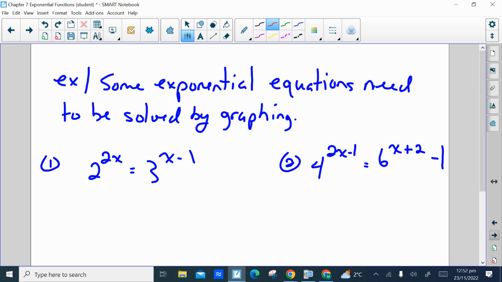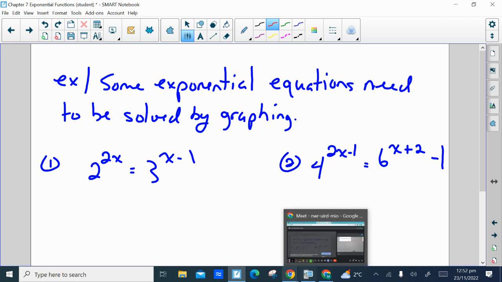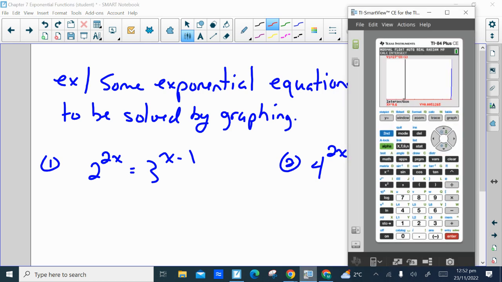So from what we know right now, because we haven't learned about logarithms yet, some of our exponential equations have to be solved graphically. Again, in chapter 8, we'll learn how to use logarithms to do it. But for now, if we're going to solve these, we have to do it graphically. And so we're going to have to round our answers, because the answers will likely be irrational.